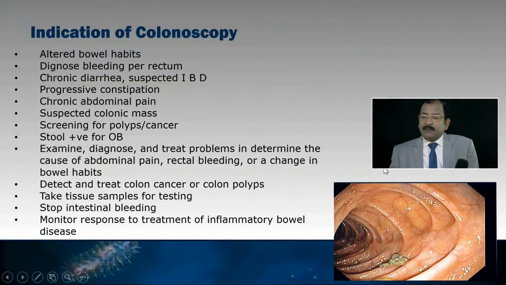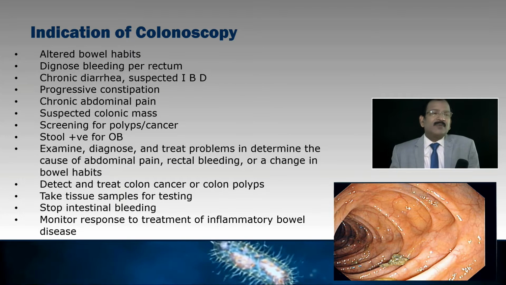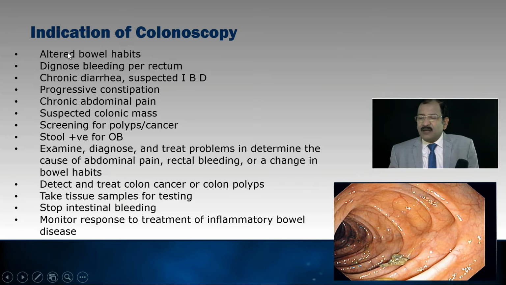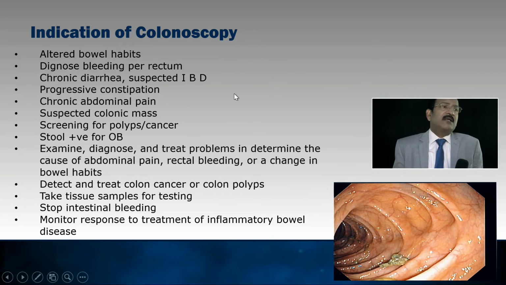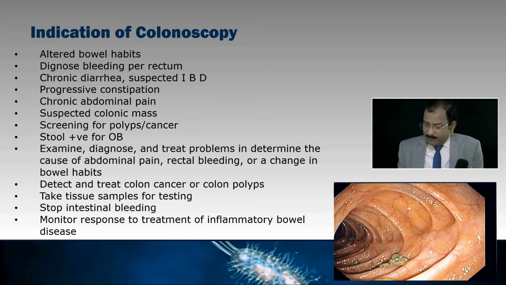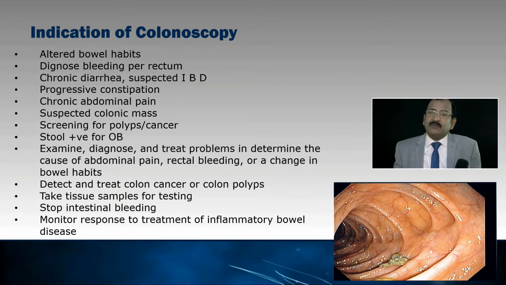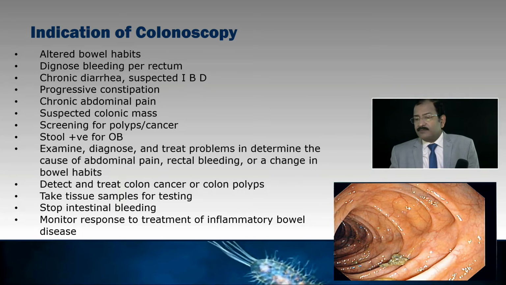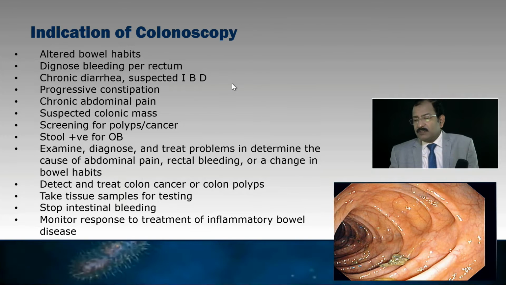Then you have the indications of colonoscopy. Again it's an exhaustive list. Even a simple altered bowel habit and progressive constipation may be an indication. In my opinion, every person after the age of 40 should have a colonoscopy once every 5 years, so that it can rule out carcinoma in situ or any other problem. So, this is an exhaustive list.